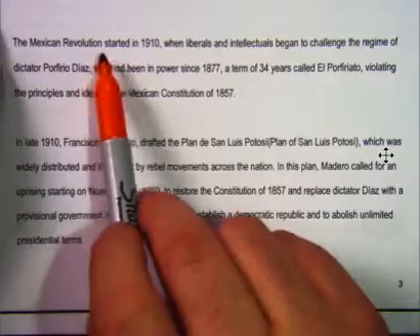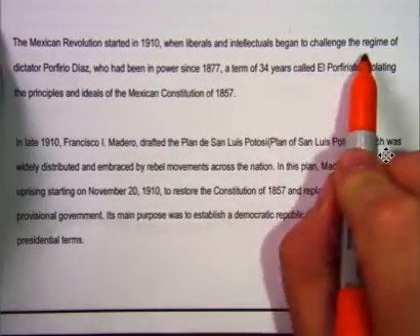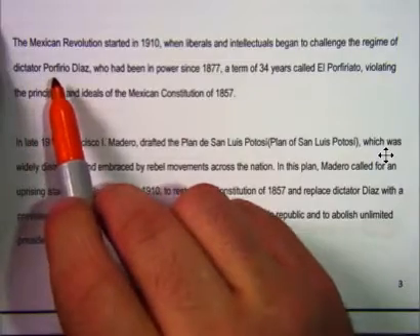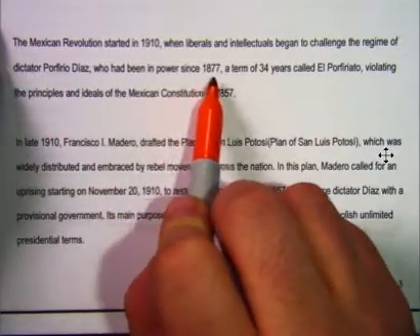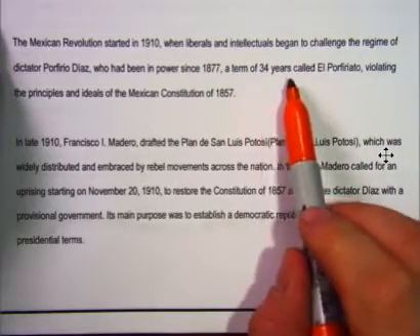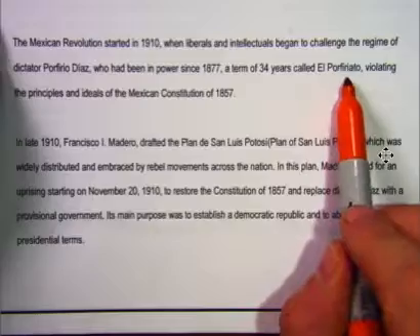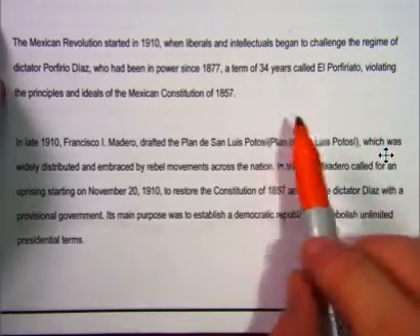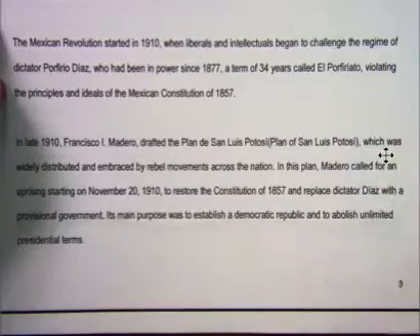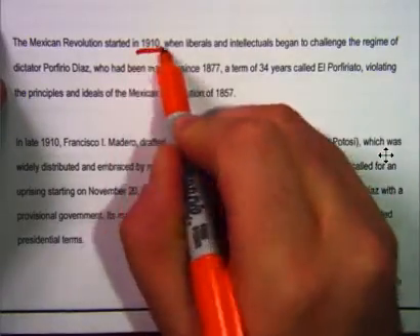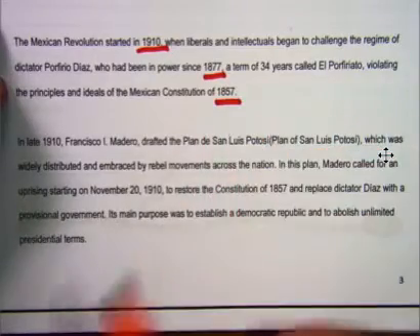The Mexican Revolution started in 1910 when liberals and intellectuals began to challenge the regime of dictator Porfirio Diaz, who had been in power since 1877, a term of 34 years called El Porfiriato, violating the principles and ideals of the Mexican Constitution of 1857. Wow, okay. 1910, 1877, 1857.